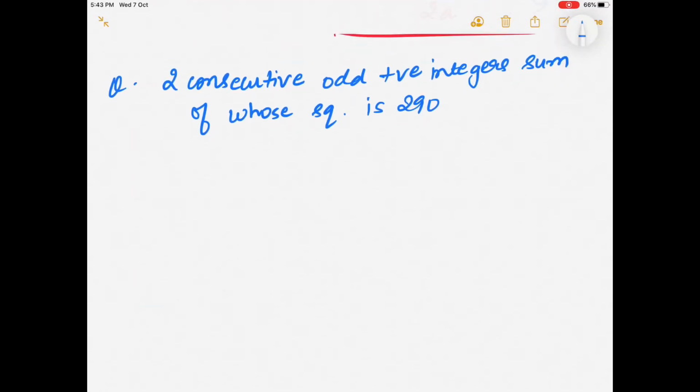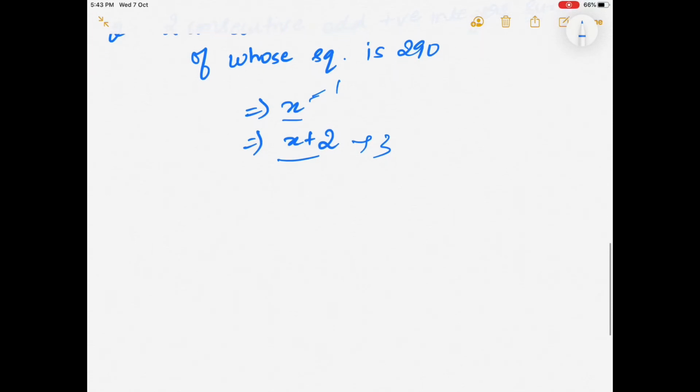Let one positive integer be x, and we need two consecutive odd positive integers, so we cannot take x plus 1, we will take x plus 2. For example, if x is equal to 1, then for an odd positive integer we need 3, so it will be 3. That's why we added 2 to x. Now it says the sum of whose squares is 290. So we add the squares of both integers we assumed, and the sum will be equal to 290.